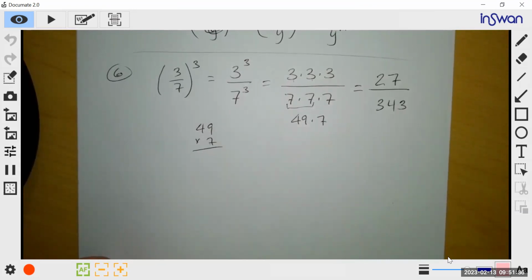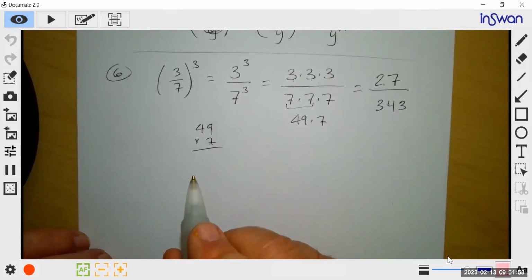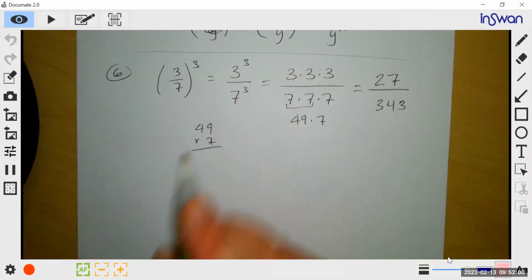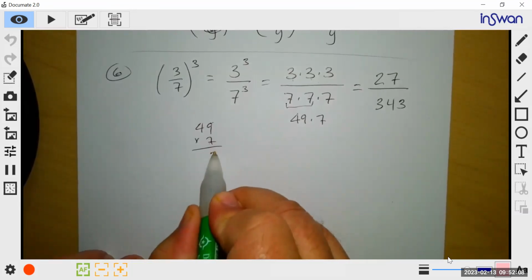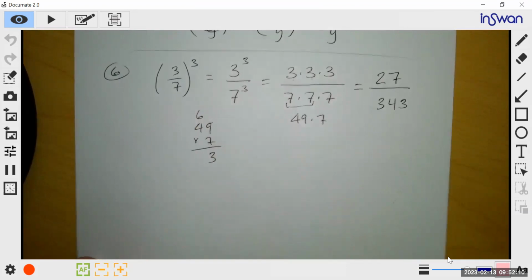9 times 7 is what? 63. Again, remember the hand trick? Hold your fingers up, put down your 7th finger. You got 63. You see how that works? So anytime you deal with 9, just use your fingers. It's much easier. Hold them up, put down whatever number you're multiplying by. So this is 63. Put a 3 here, and a 6 there.